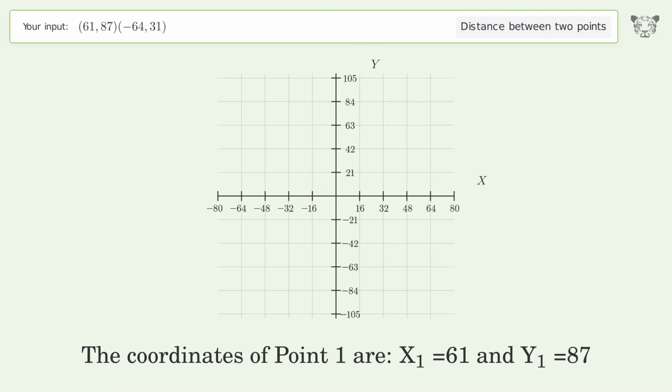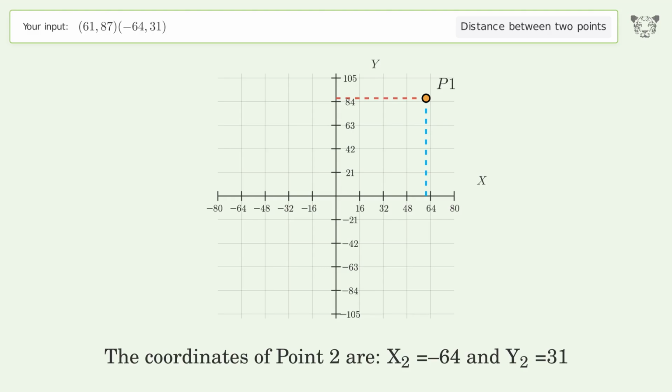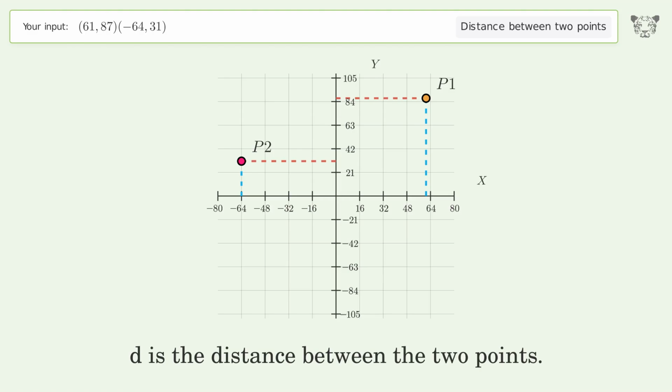The coordinates of point 1 are x1 equals 61 and y1 equals 87. The coordinates of point 2 are x2 equals negative 64 and y2 equals 31. D is the distance between the 2 points.